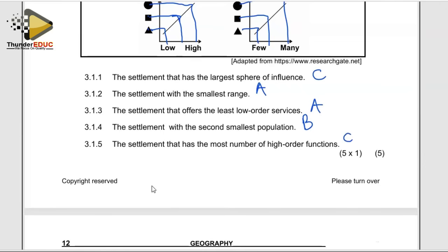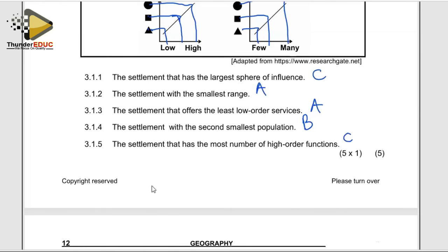When we find high order services or functions, there is also the issue of a wider range. People are prepared to travel long distances to acquire services or functions which are of high order. Comparably, the distance that one is prepared to travel to go to a primary school or a preschool is shorter compared to the distance one is prepared to travel to go to university. University is a high order function. Primary school is a low order function.